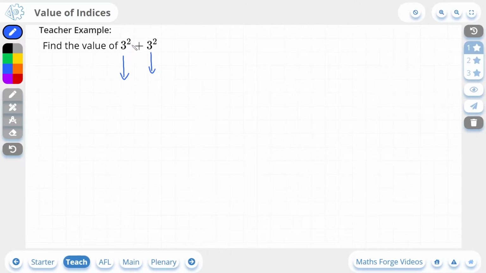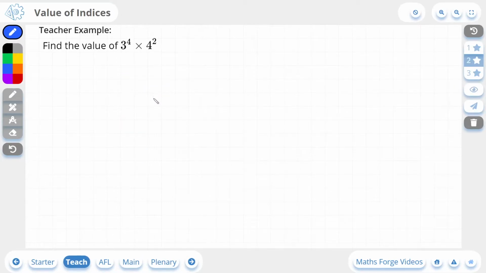So here we have 3 squared, which is going to be 3 times 3, which will give us 9. And the same for this 3 squared here. And then we have a plus operating in between them. So then finally we do 9 plus 9, which gives us 18. And this should be our final answer. And if we check it, there it is.